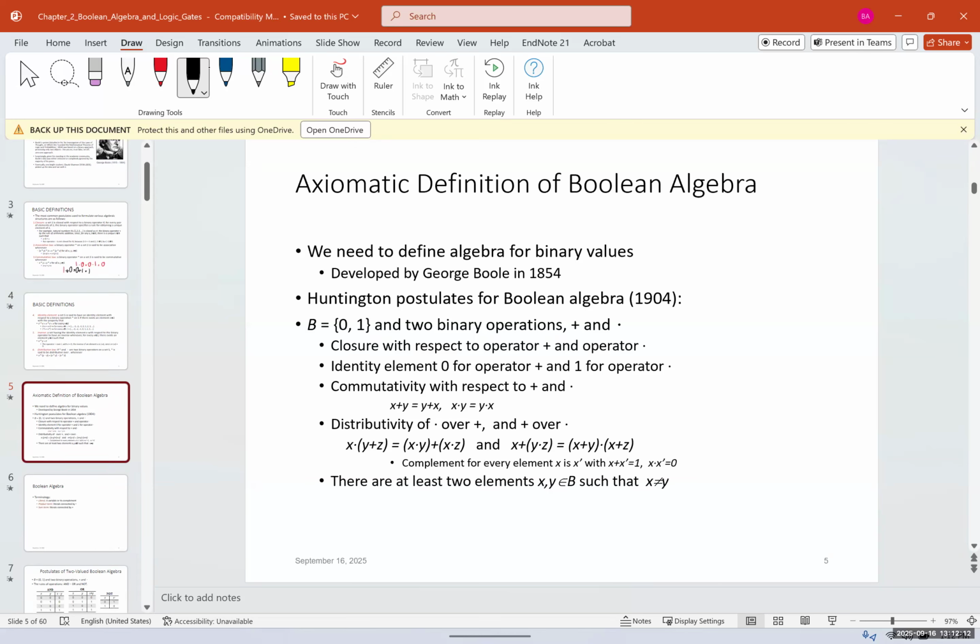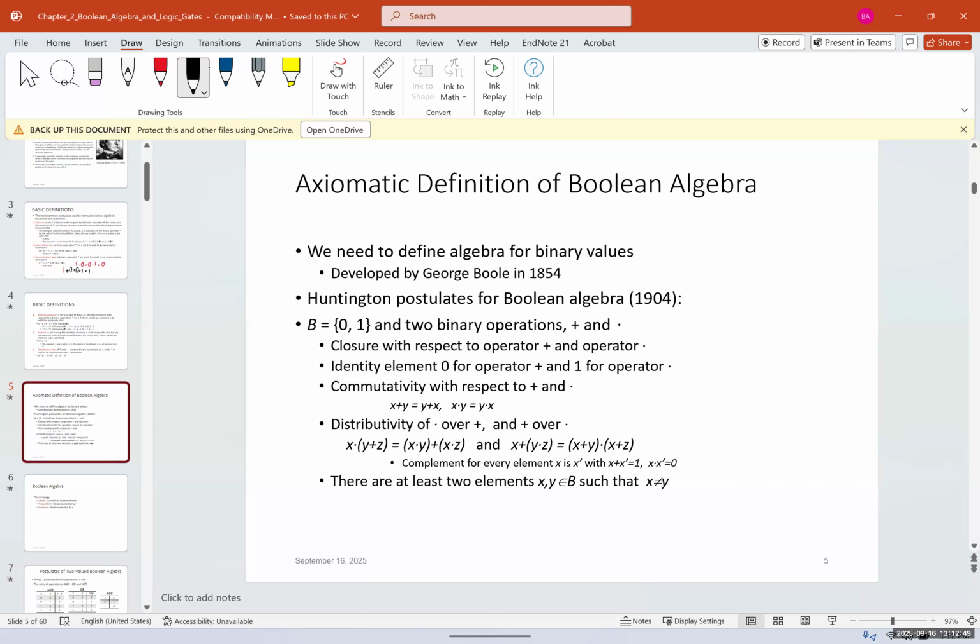And then we have the axiomatic definition of Boolean algebra. We need to define algebra for binary values. And we have the Huntington postulates for Boolean algebra, which were introduced in 1904. And this is way before we had computers. All of these are the fundamentals of the computer systems that we have, which actually started in the 40s and 50s. B is 0 and 1, and two binary operators, OR and AND.